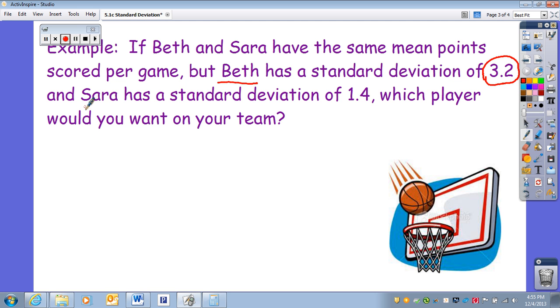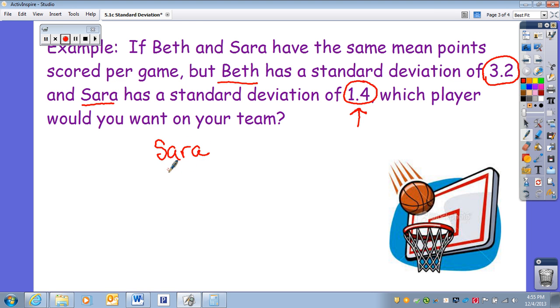On the other hand, Sarah, who has a standard deviation of 1.4, would actually be a more consistent player because she has a smaller standard deviation. Her scores would not be as spread apart. So, which player would you want on your team? I would suggest that you would want Sarah on your team.